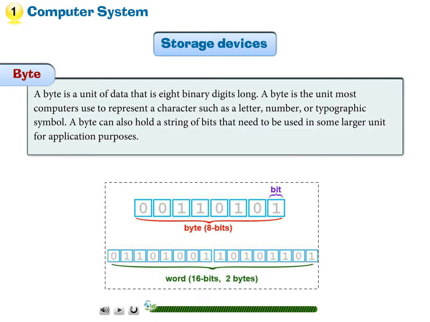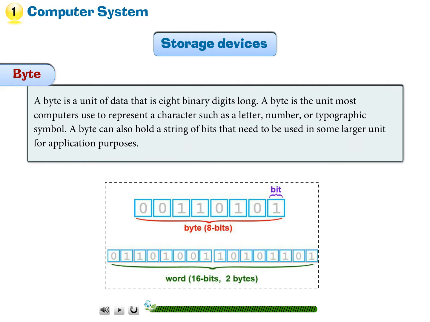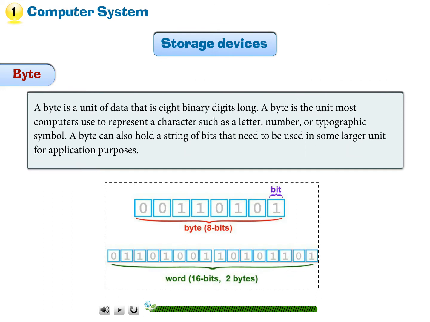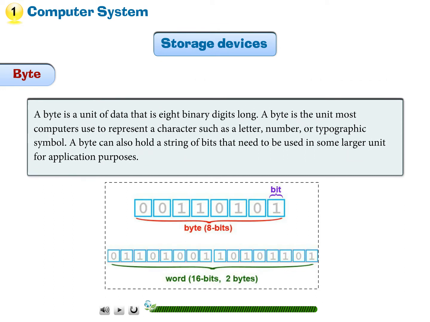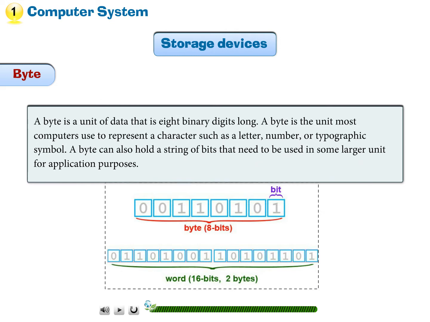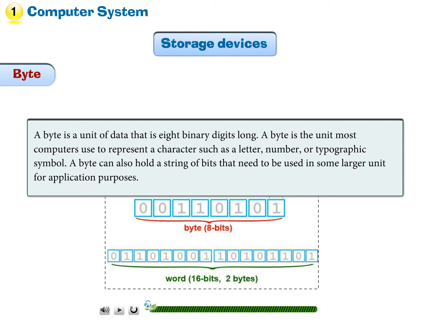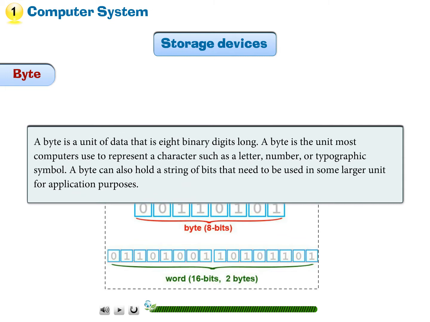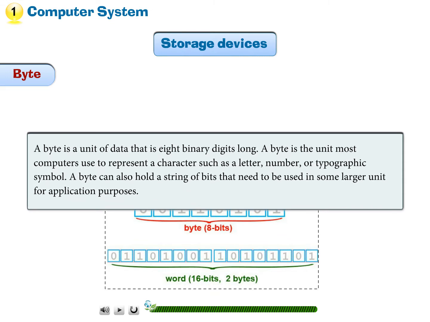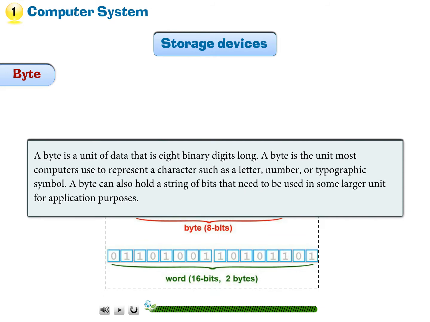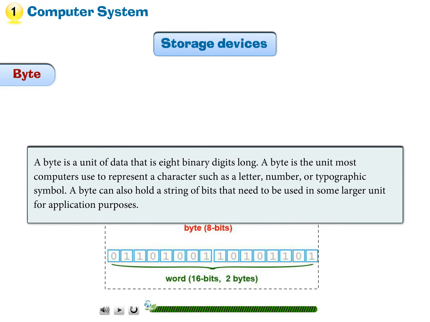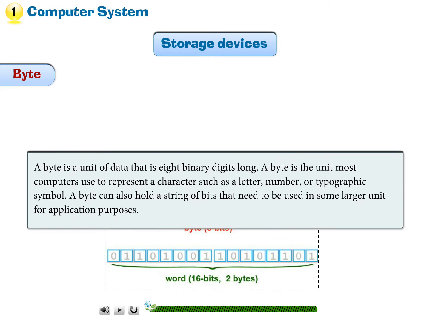Byte. A byte is a unit of data that is 8 binary digits long. A byte is the unit most computers use to represent a character such as a letter, number, or typographic symbol. A byte can also hold a string of bits that need to be used in some larger unit for application purposes.